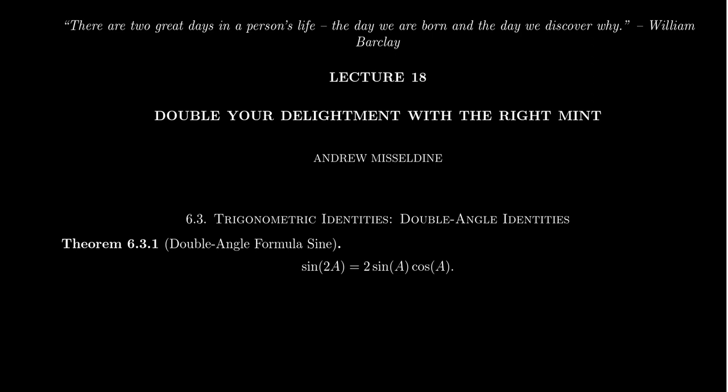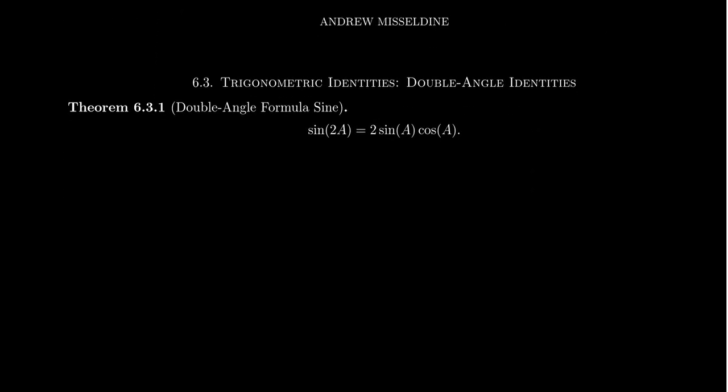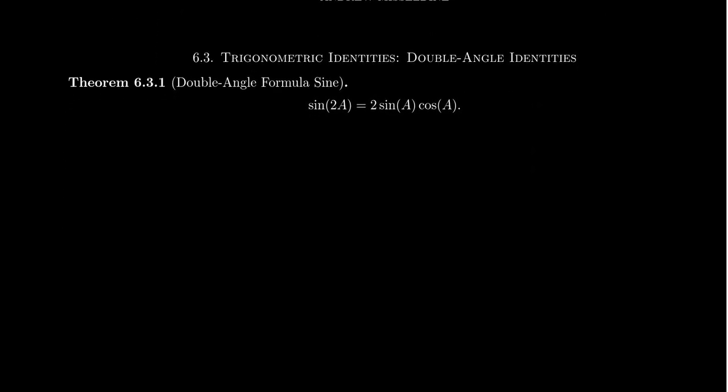In this lecture 18, we're going to talk some more about trigonometric identities. Specifically, we're going to talk about the so-called double angle identity. We'll talk about sine first, and cosine and tangent later on. The double angle identity comes from asking: what if you double the angle? If you know sine of A, what's sine of 2A related to that angle A?